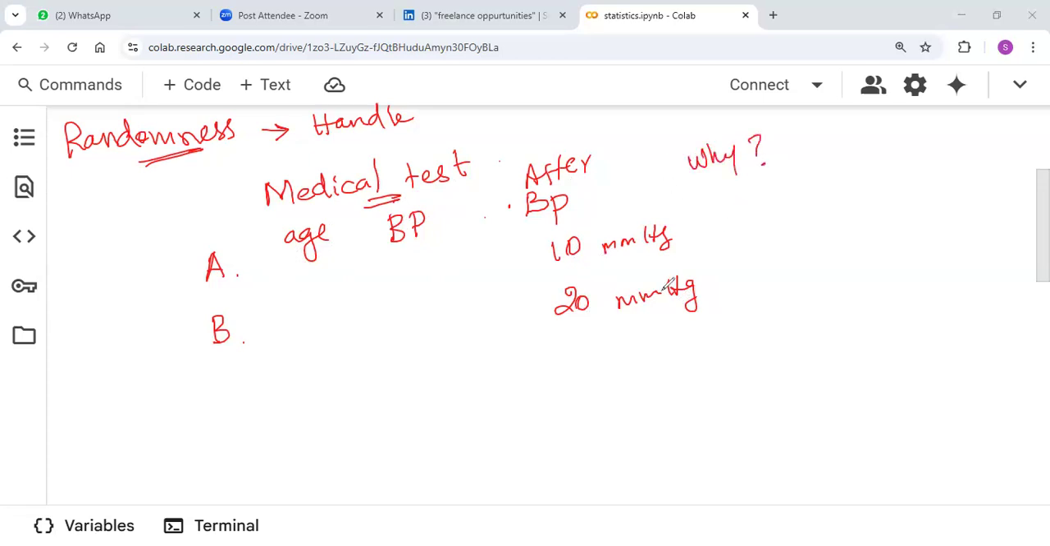Because this is a natural variation, right? This is the random variation. These types of variation are considered random variation. That occurs due to their bodies, their metabolism, right?